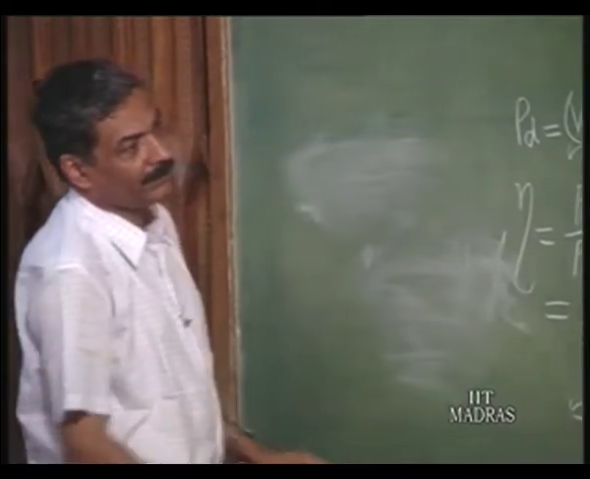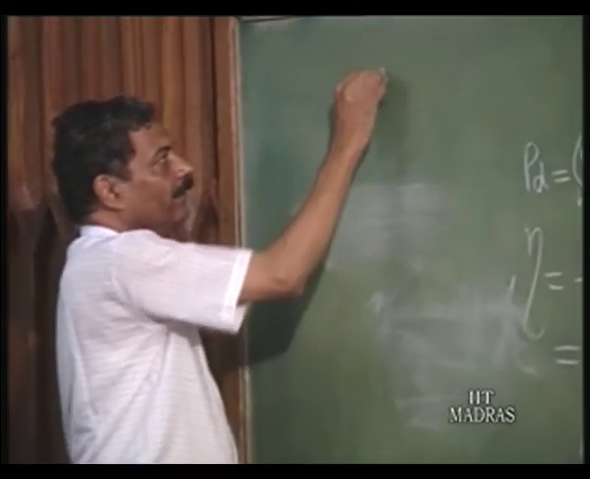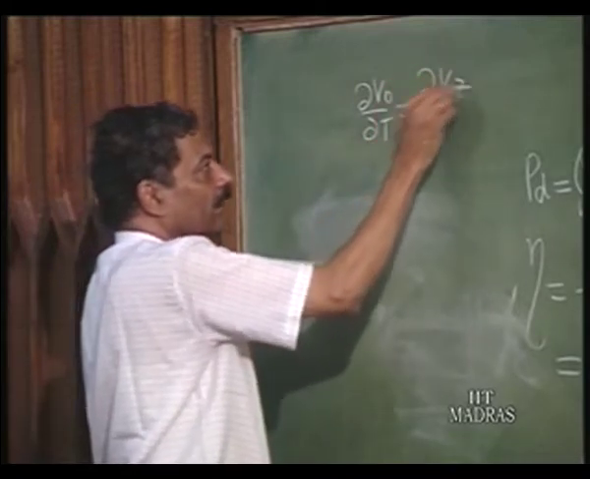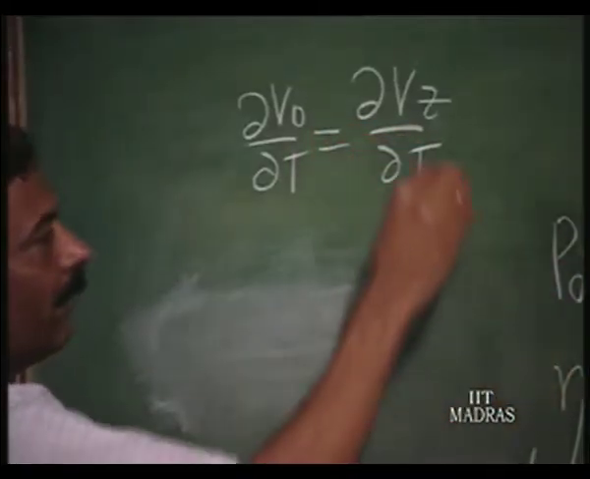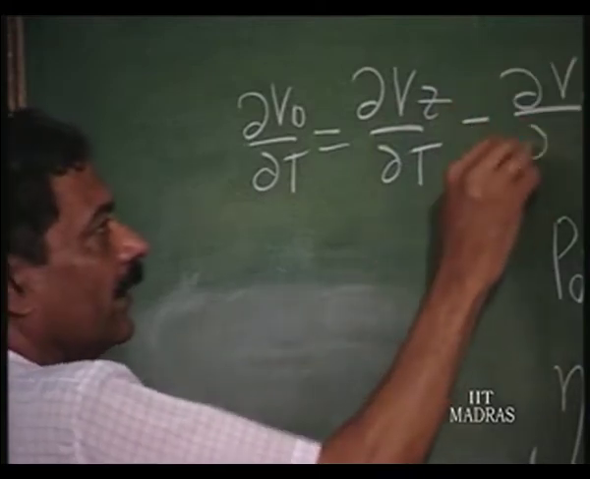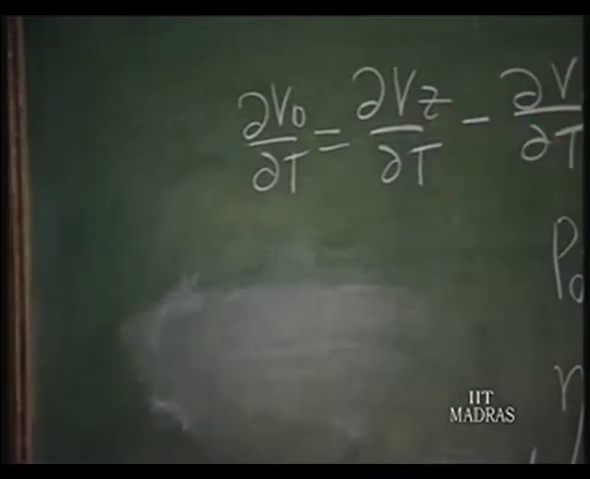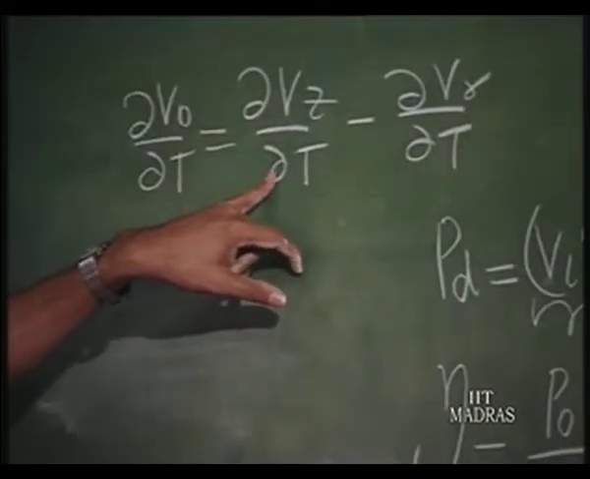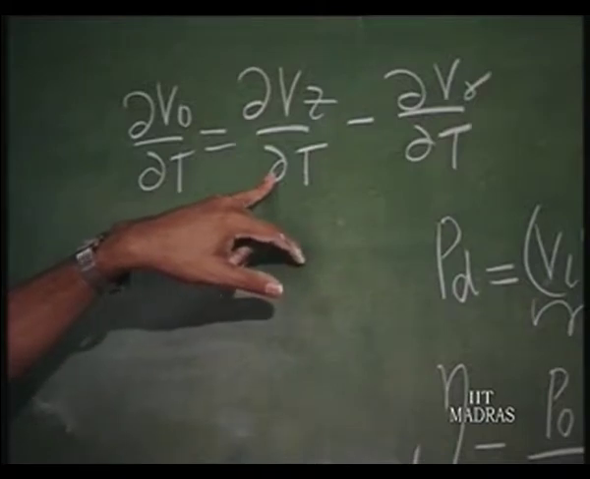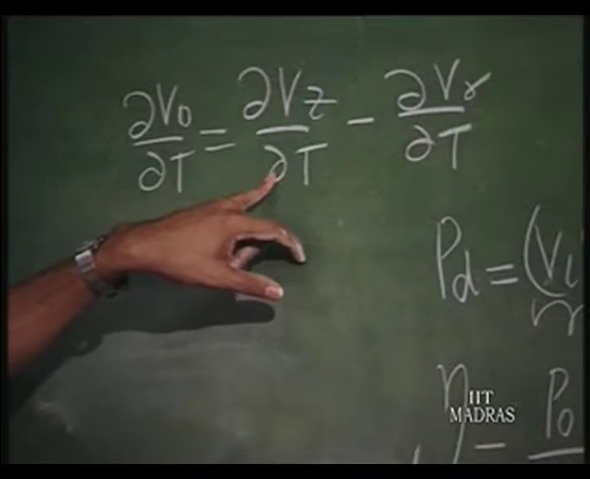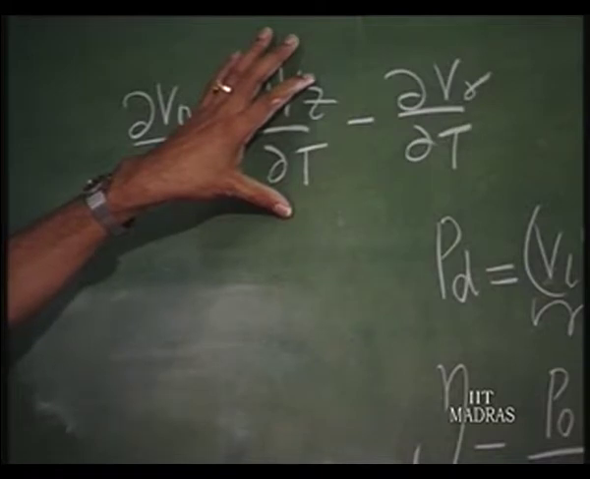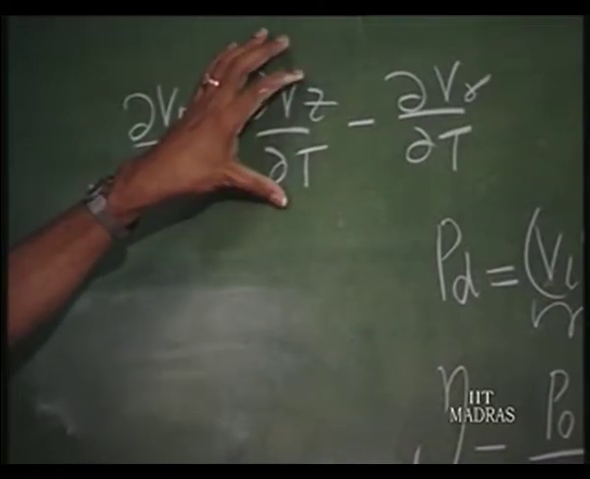So, we can find this out by finding delta V naught by delta T, which is equal to delta V Z by delta T minus delta V gamma by delta T, both of which will be given by the manufacturer. Delta V Z by delta T is for a specific Zener diode. If it is an avalanche diode, it will have a positive temperature coefficient. If it is a Zener diode with Zener mechanism dominant, then it will have a negative temperature coefficient.